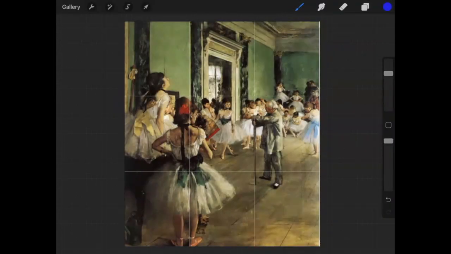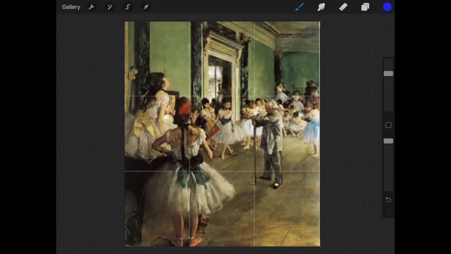In this exercise, we're going to take the tools and the language that we've learned regarding the division of the picture plane, and we're going to apply them to analyze artwork, to transcribe, if you will, works of art. In this case, we'll start with this Degas painting. The first thing I'm going to do is to see where the major divisions of space are on the vertical and the horizontal axes.